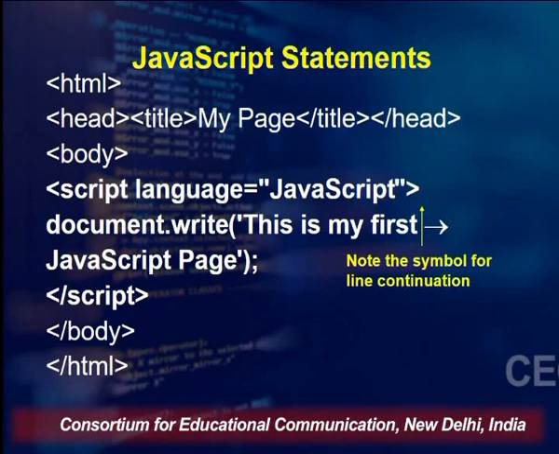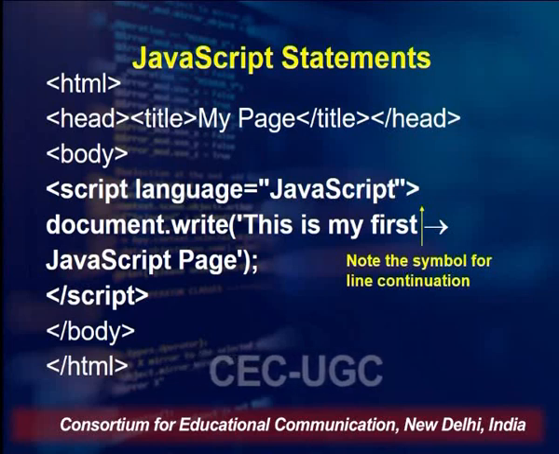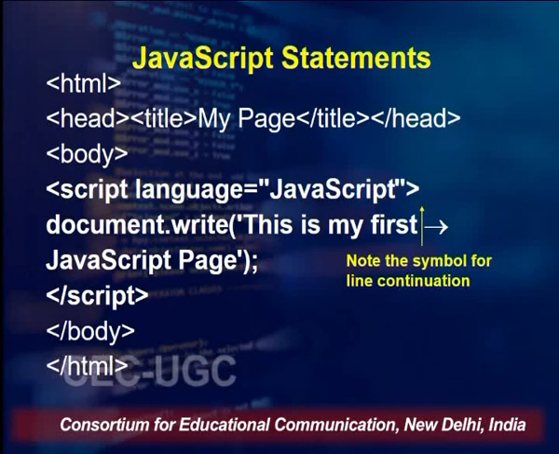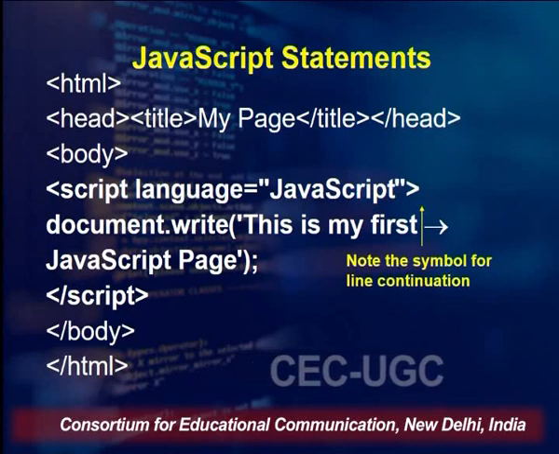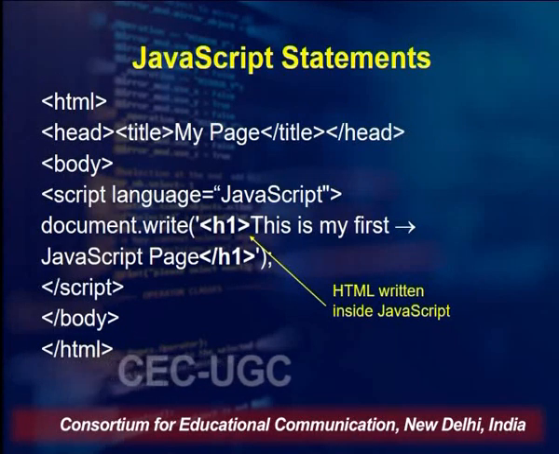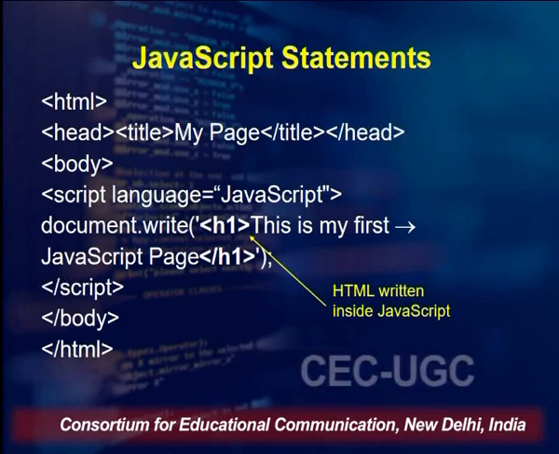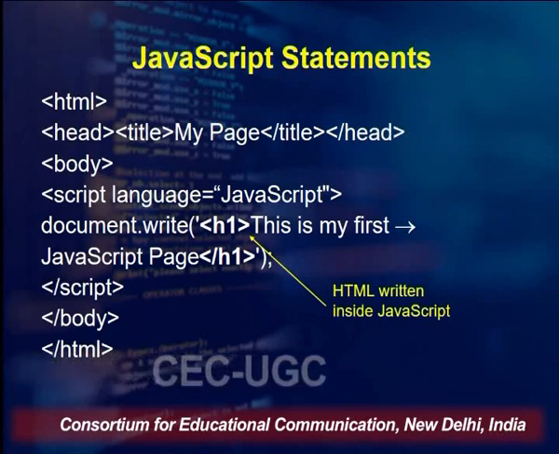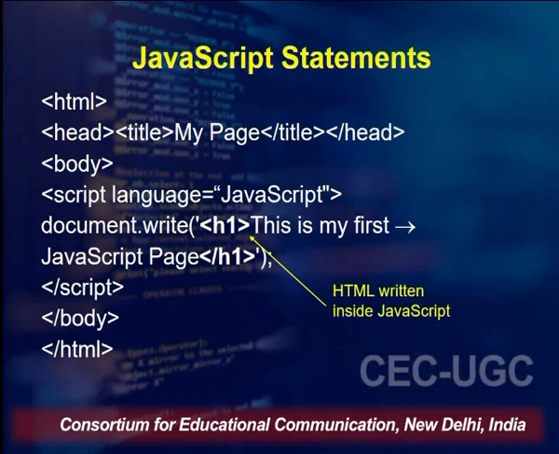Say for example, you write document.write, this is my first, and you put a statement for line continuation. In JavaScript, different symbols are there which you need for different purposes, for different kinds of communication to the browser, as in what the user exactly wants. Then also within JavaScript statements we can insert some HTML tags. Like in this example you can see that we are using the h1 tag inside the HTML.